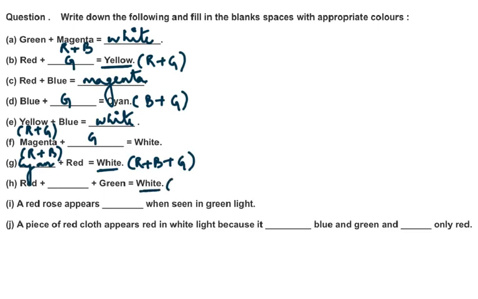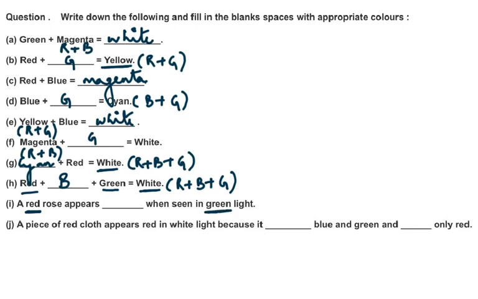Here also we need white. That means we need red plus blue plus green. Already we have red and green, so we need to add blue. Okay. Now see, the rose is red. Already it is red. Okay. And we are giving it green light.